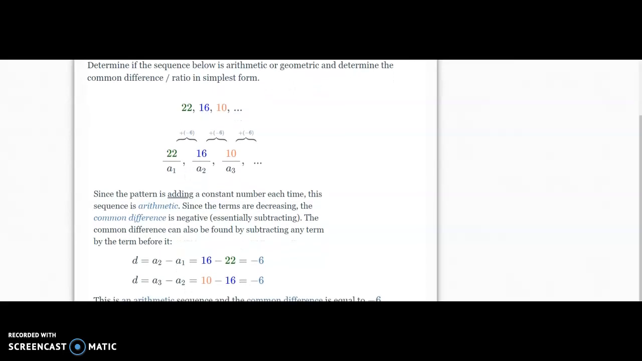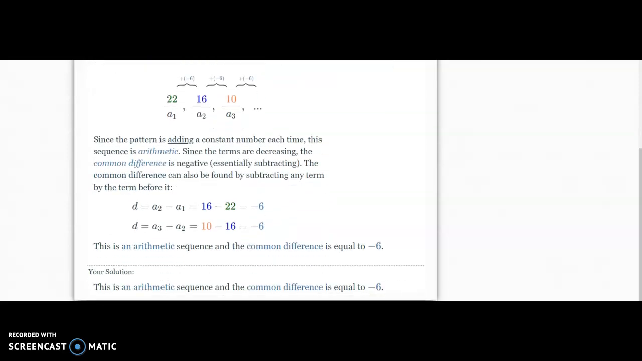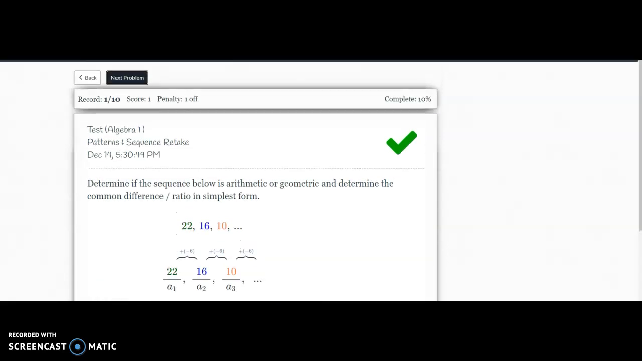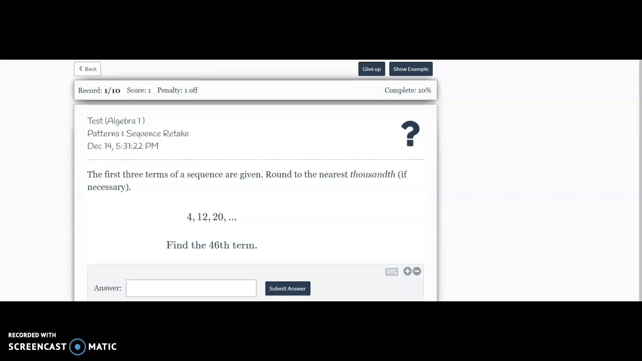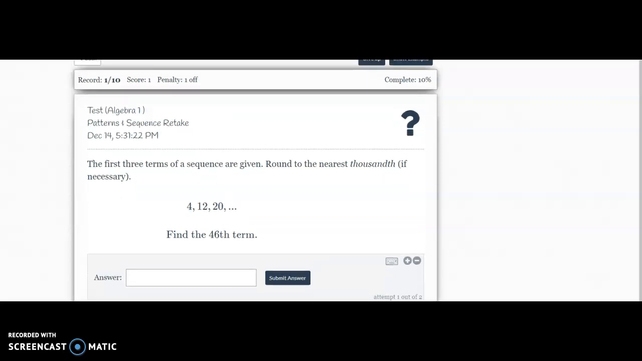So as I scroll down, I can see that it actually lays it out for me whether I got it correct or not. So you can see what it's talking about. Since the term is decreasing, the common difference is negative, essentially subtracting. And then it'll show your solution down here that you have the same answer or a different answer. So then when you're ready for the next problem, what you're going to do is hit next problem. And right here it says record. So far I have 1 out of 10 questions done, and each question is worth 1 point. And if I get it wrong, it's a point off, just like any normal tests.